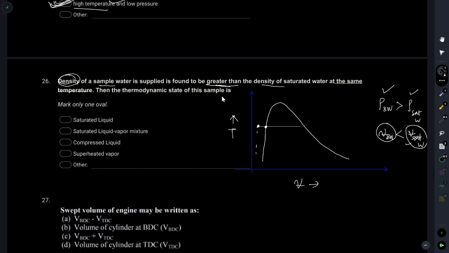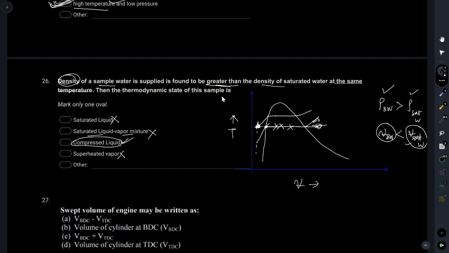So what is the condition of this water? Is it saturated liquid? Obviously not. Is it a saturated liquid plus vapor mixture? No, the mixture will be in this region, so this is also wrong. Then compressed liquid, this will be correct. If we draw the constant pressure curves, the pressure here is more, and that is known as compressed liquid. Is it superheated? No, superheated will lie in this region.